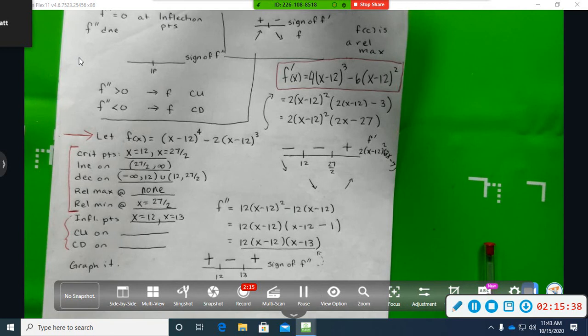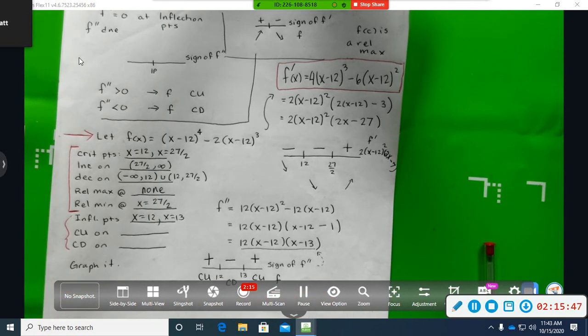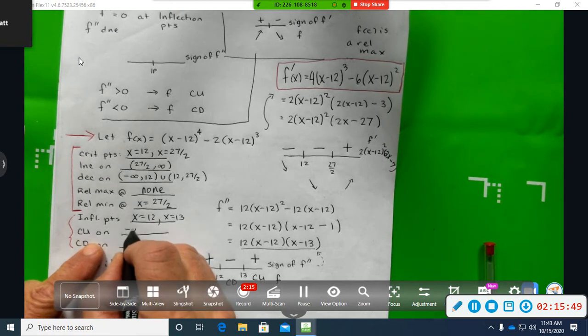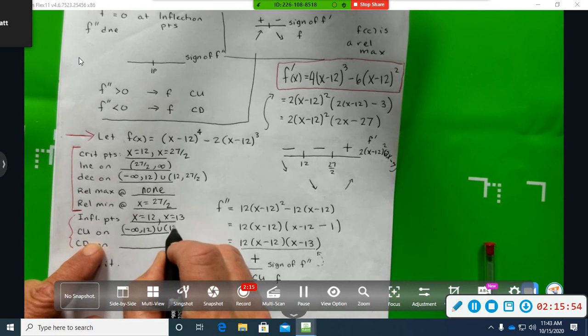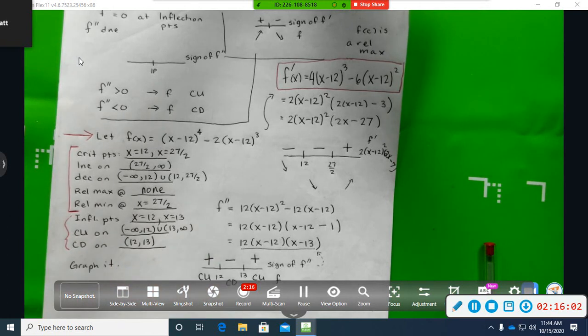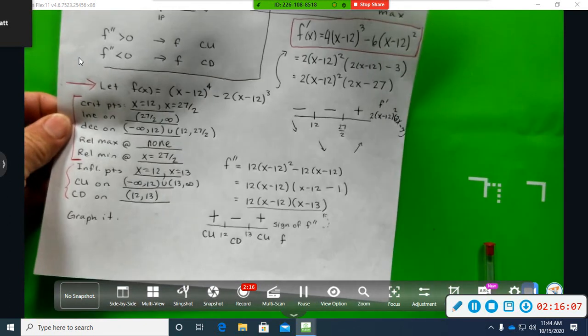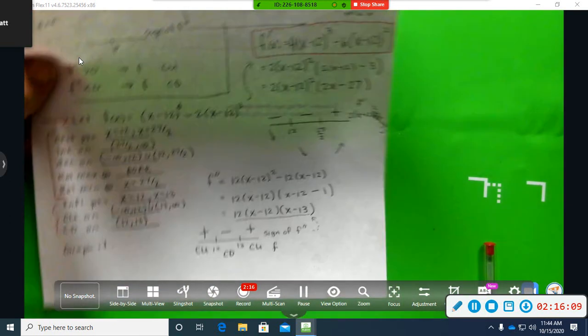And remember, that tells us about the concavity of f. F is concave up in these two intervals, concave down in between. So it's concave up to the left of 12, and again to the right of 13, but briefly concave down between 12 and 13. So we're going to put that together in a graph.